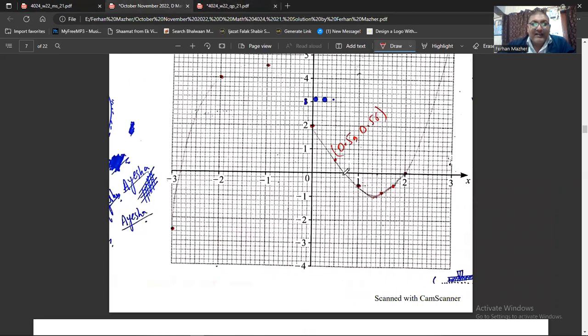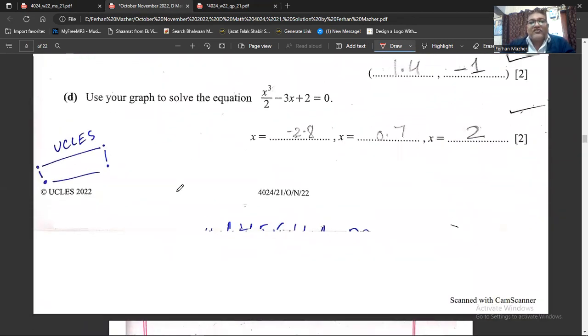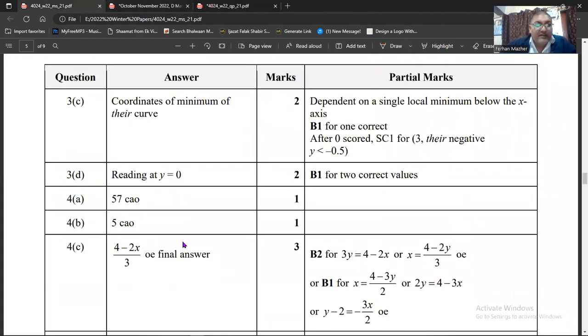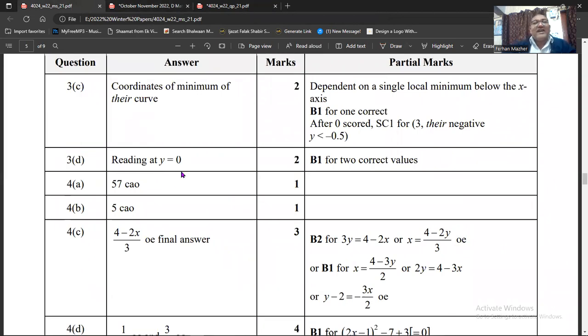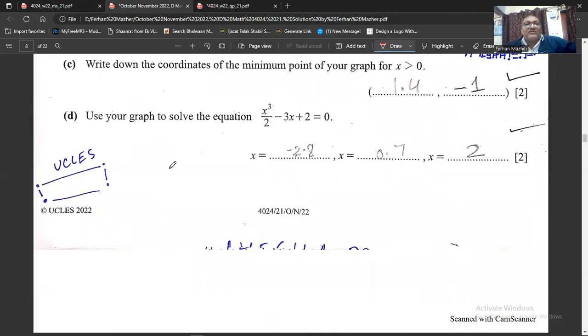So that cuts here, that cuts here, and that cuts here. So this value is minus 2.8, this value is 0.7, and this value is 2. So our solutions are minus 2.8, 0.7, and 2. It's a reading at y equals 0, so our values are correct. Okay? So that was question number 3.